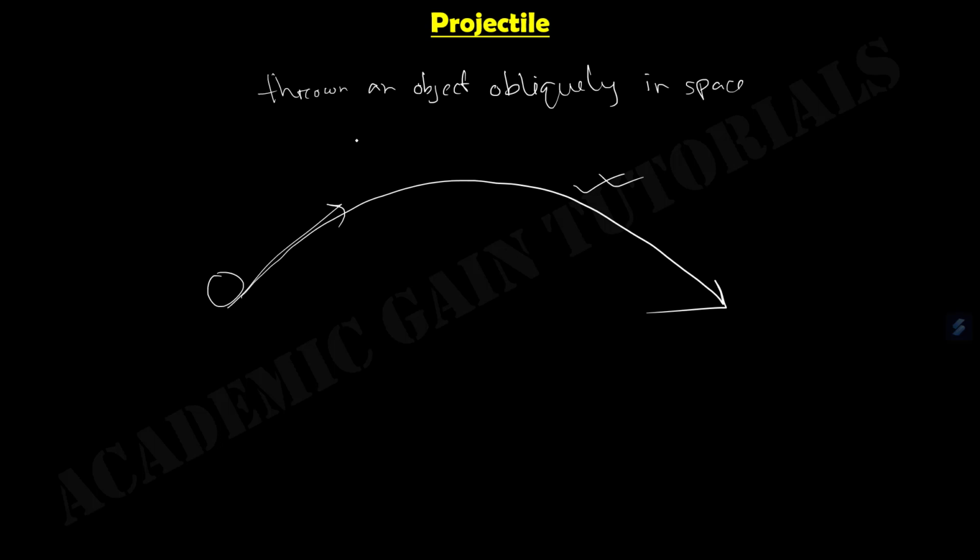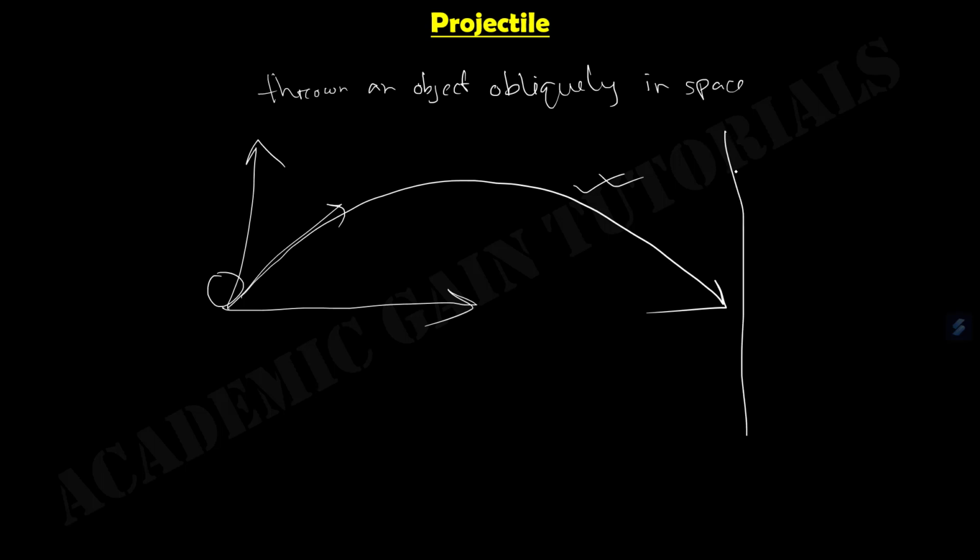Why is projectile two-dimensional motion? Because it goes in the x-axis and it also goes in the y-axis, because it goes on the x-axis in horizontal direction and also it goes upwards in vertical direction. So these kinds of motion are known as two-dimensional motions, and so we can say that projectile is a two-dimensional motion. When we discuss projectile, we have to know some terms.